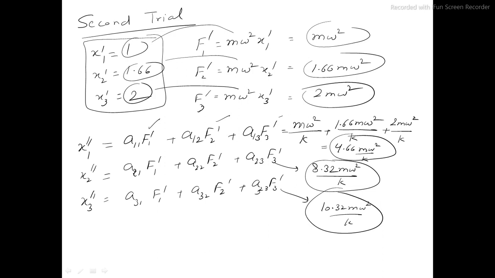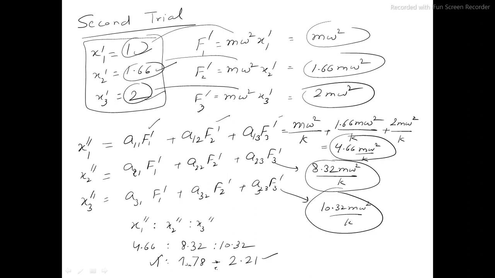So make it in a ratio form: x1 double dash ratio x2 double dash ratio x3 double dash. So x1 double dash is 4.66, ratio 8.32, ratio 10.32. After dividing it all with 4.66, it would be 1 ratio 1.78, ratio 2.21. So this is the ratio. Again you can see it is 1, it is 1.6, it is 1.7, a little bit of variation, it is 2, it is 2.2.